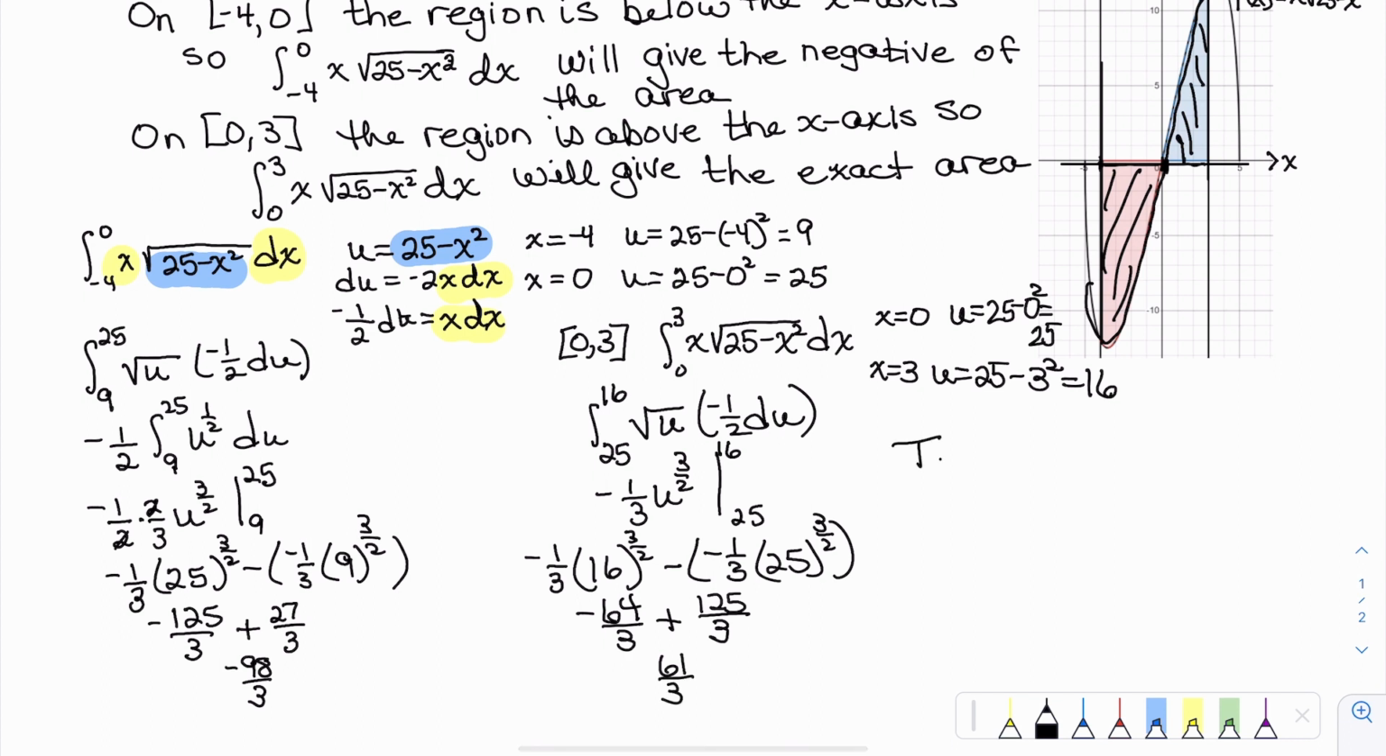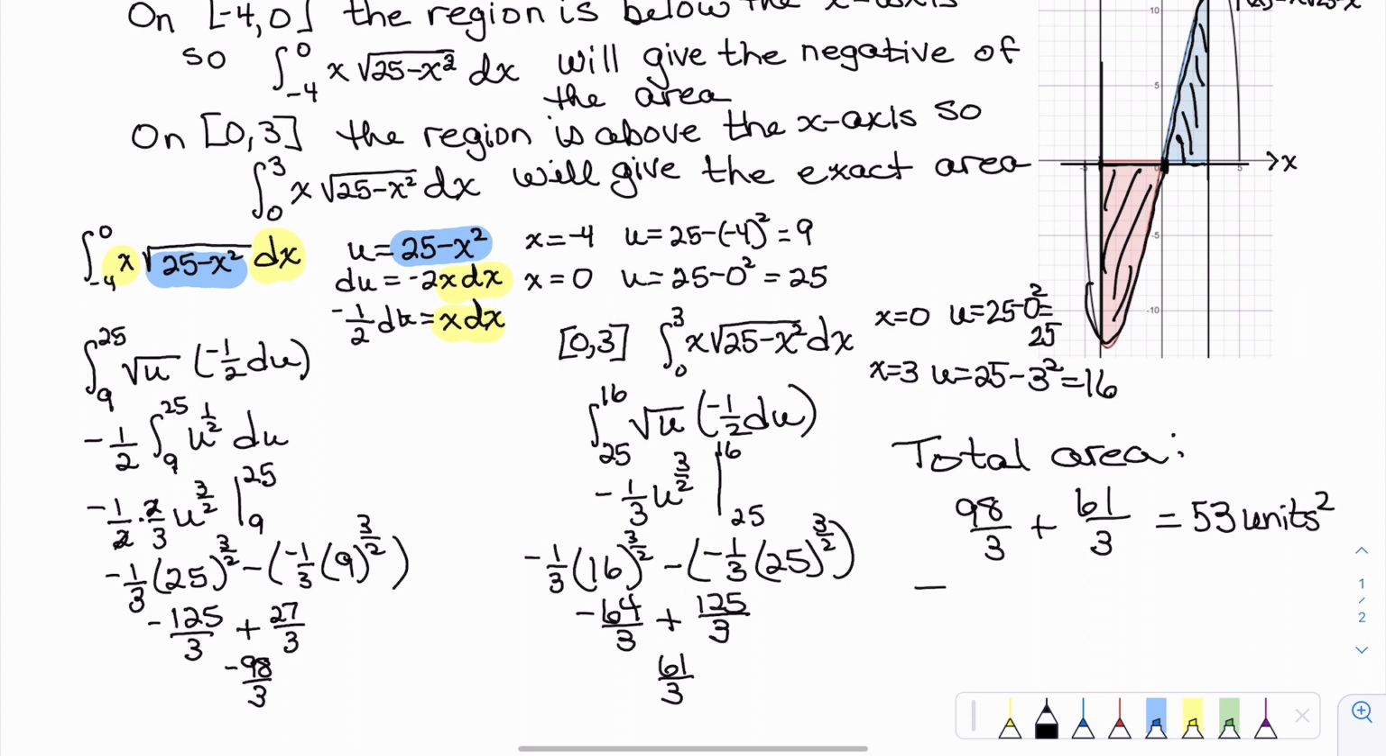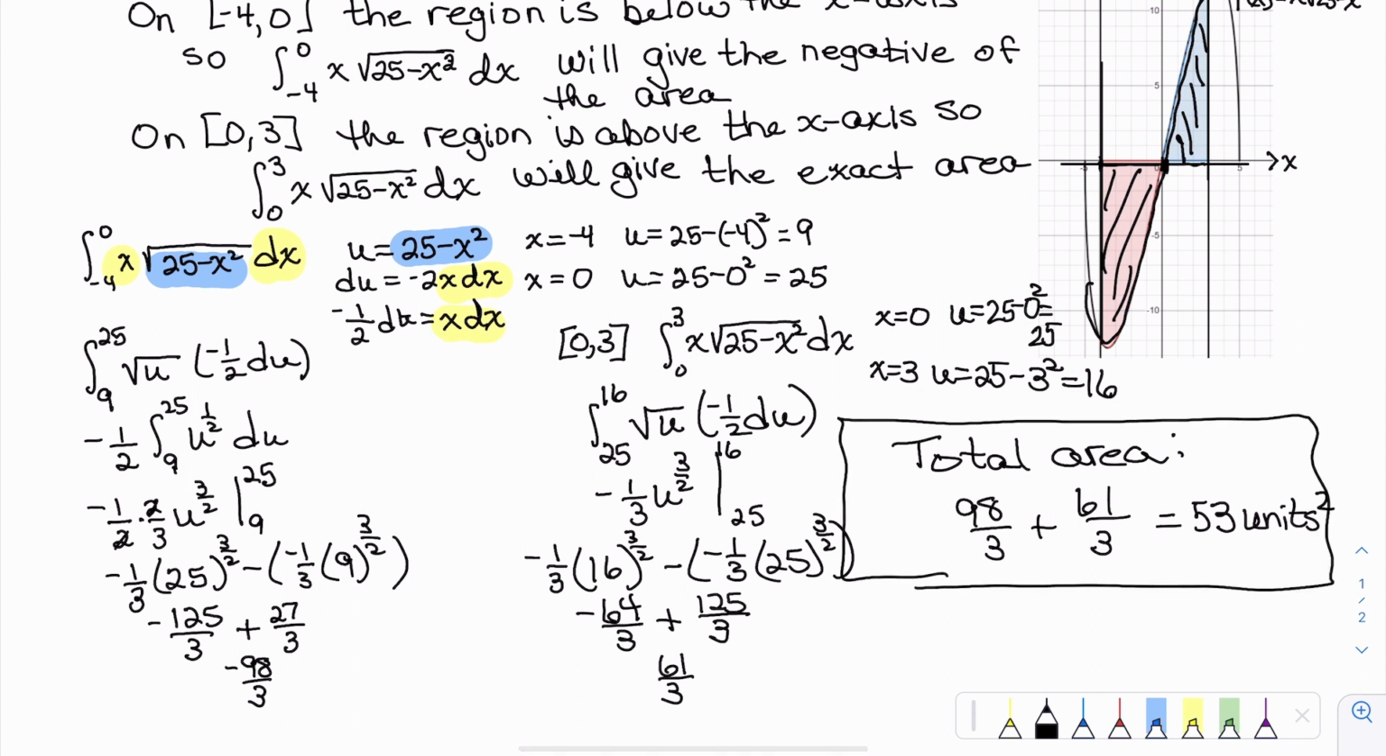So then my total area is positive 98 thirds plus the 61 thirds, which gives me 159 thirds, which simplifies to 53 square units. And that gives our total area of the region bounded by the function f of x equals x times the square root of 25 minus x squared, the x-axis, x equal negative 4, and x equal 3.